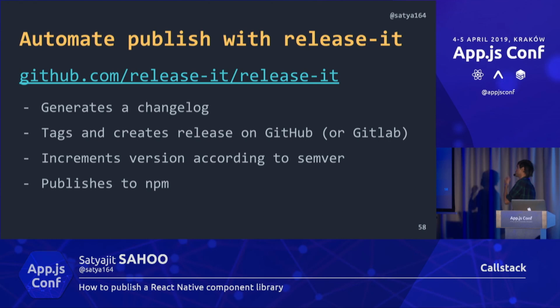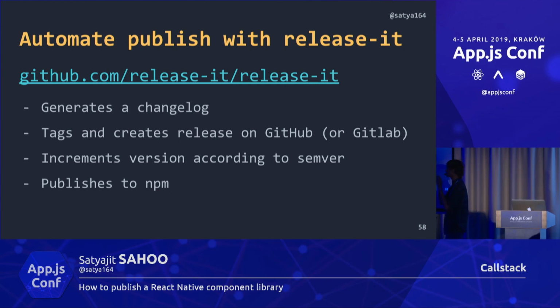Another tool I like to use is release-it. Because when you're publishing a library, there is a lot of things you need to take care of. You need to tag a release. You have to create a release on GitHub. You have to write release notes. Then you have to run npm publish. Right? So release-it does everything automatically.